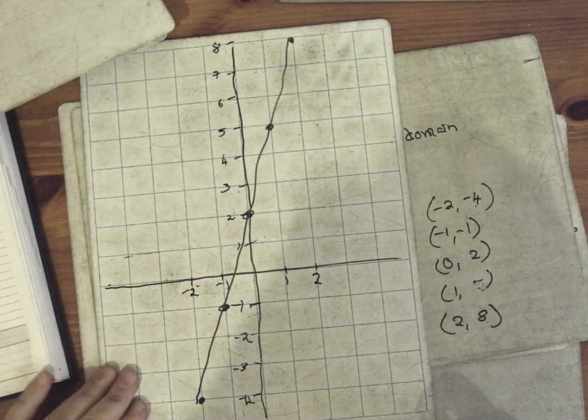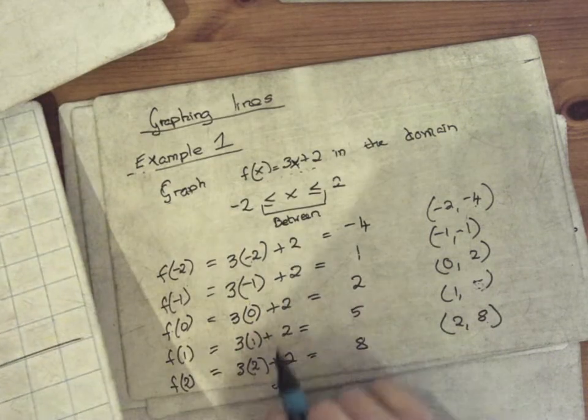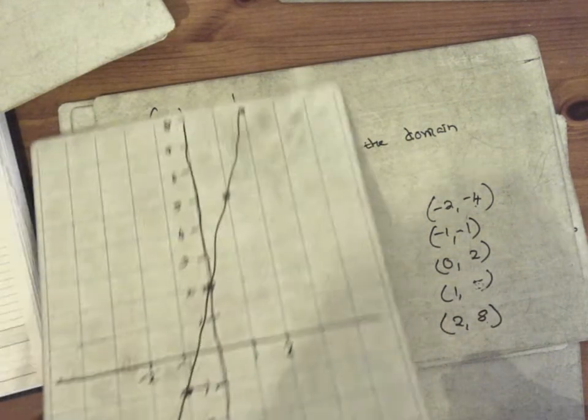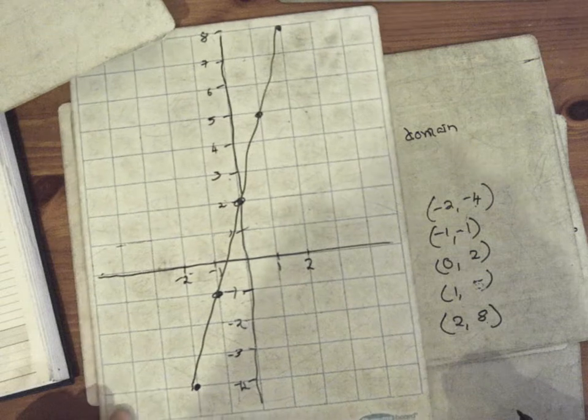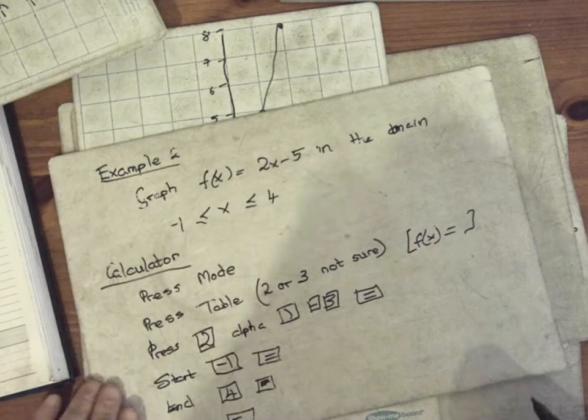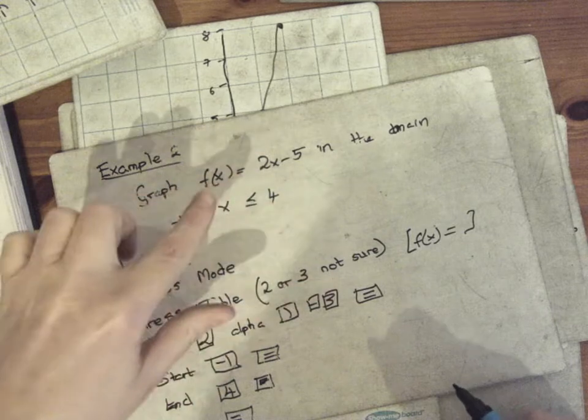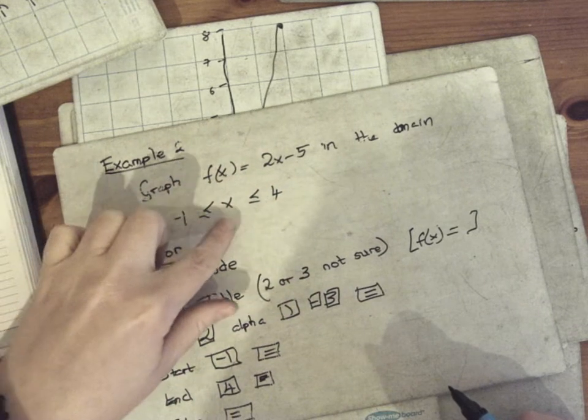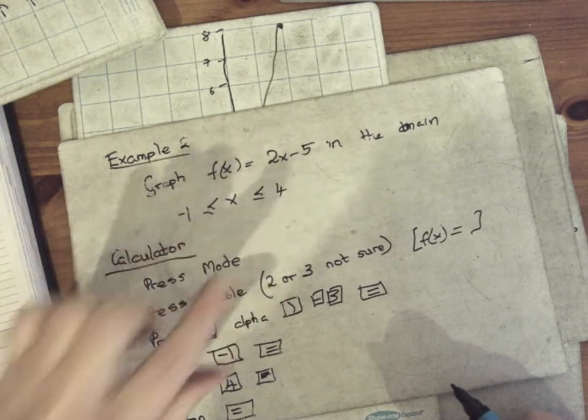Okay? So as I say, girls, you can generate these points on the calculator. So I'm going to do a second example, but I'm going to use the calculator. Okay? So you have to graph the function 2x minus 5 in the domain minus 1 is less than or equal to x is less than or equal to 4.